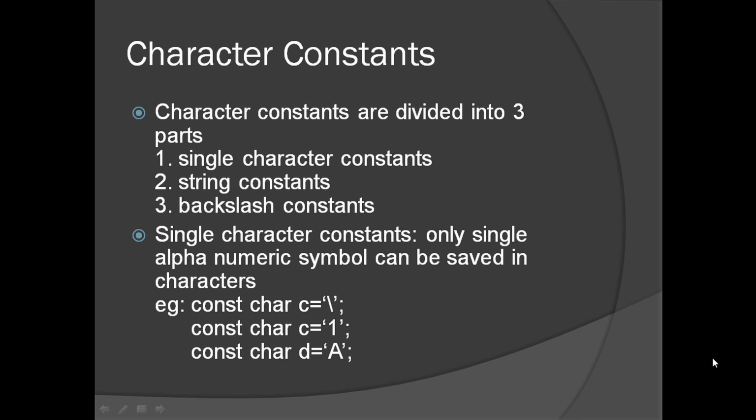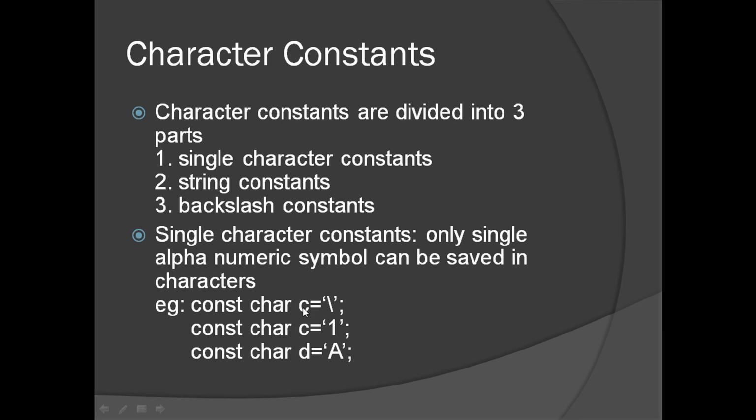The next type of constants are character constants. Character constants are further divided into 3 parts. The first one is single character constants, the second one is string constants, the third one is backslash constants. Let's see single character constants. In single character constants, only one single alphanumeric symbol can be saved in characters, and it should be enclosed in single quotes. Let's see some examples.